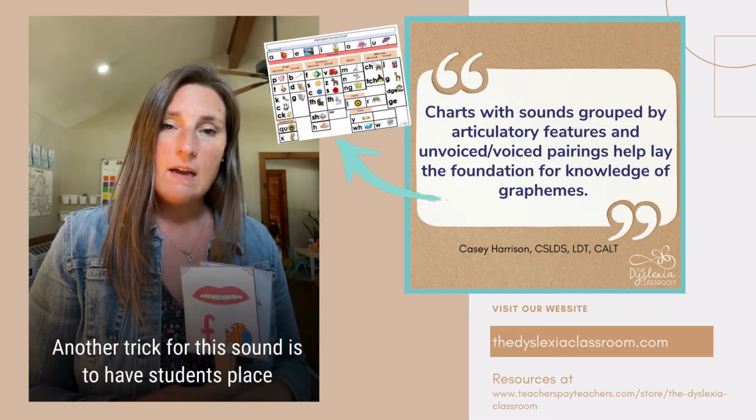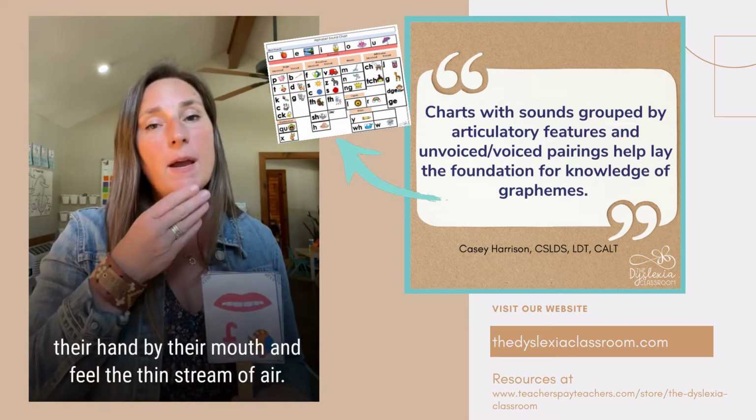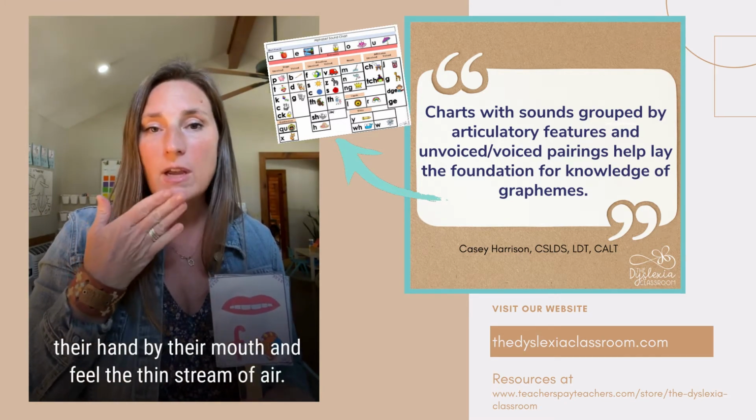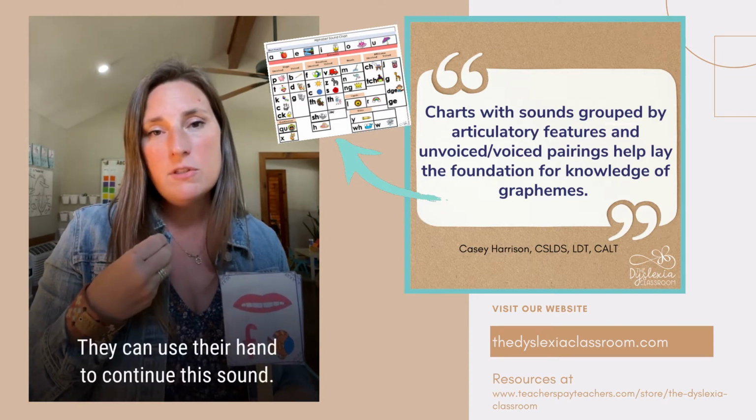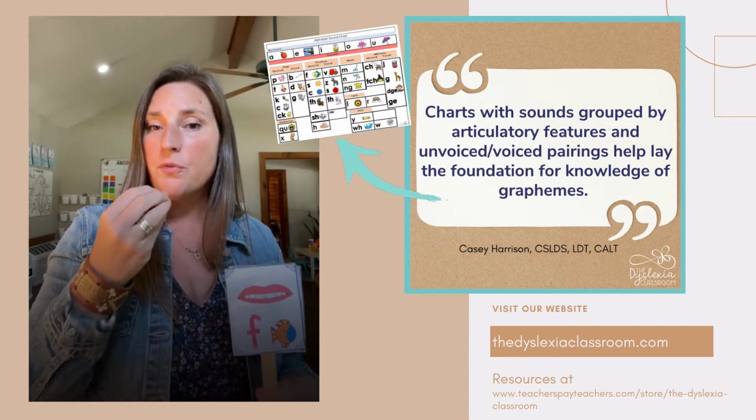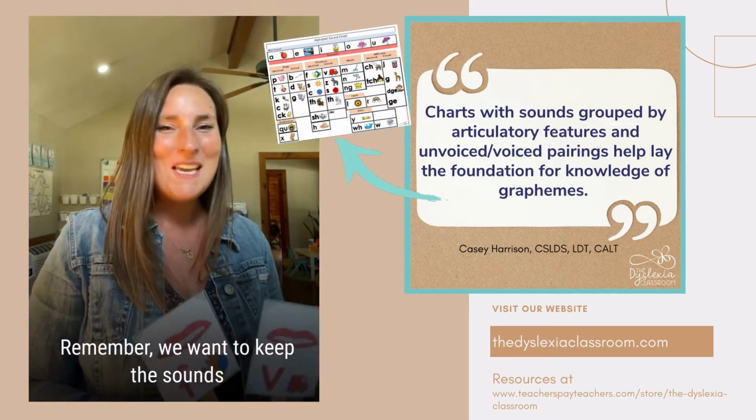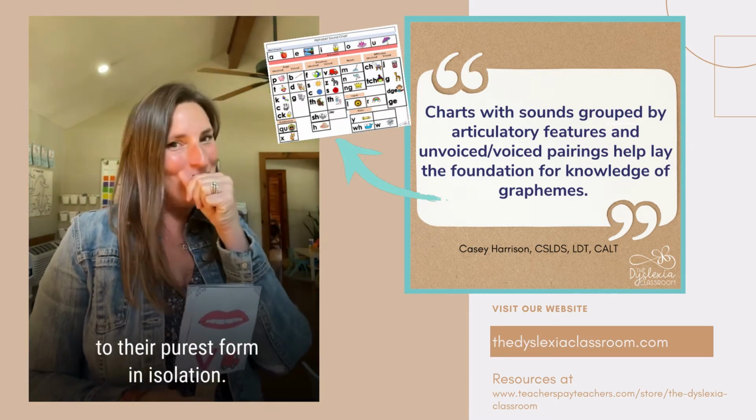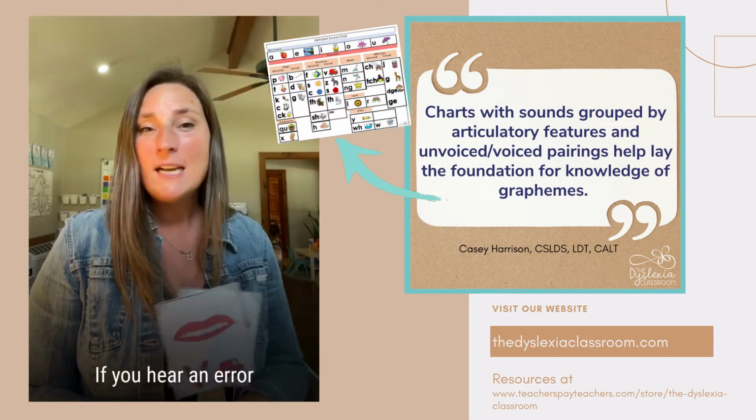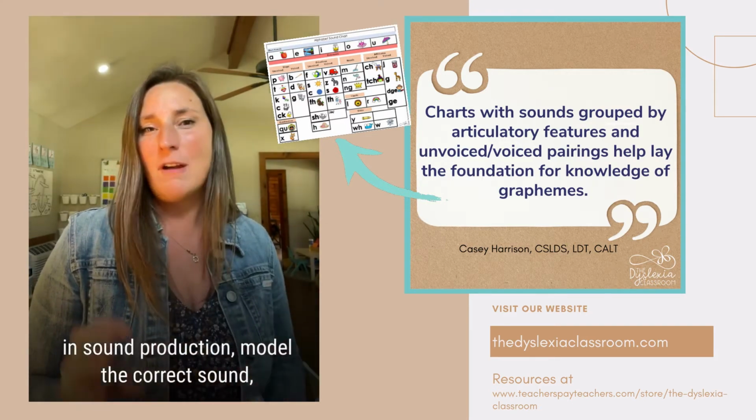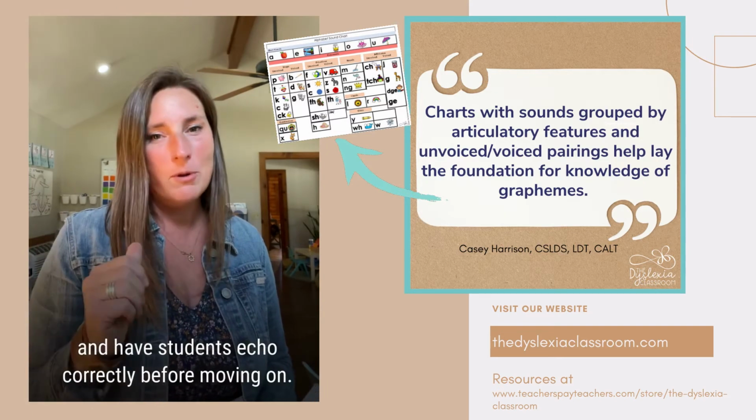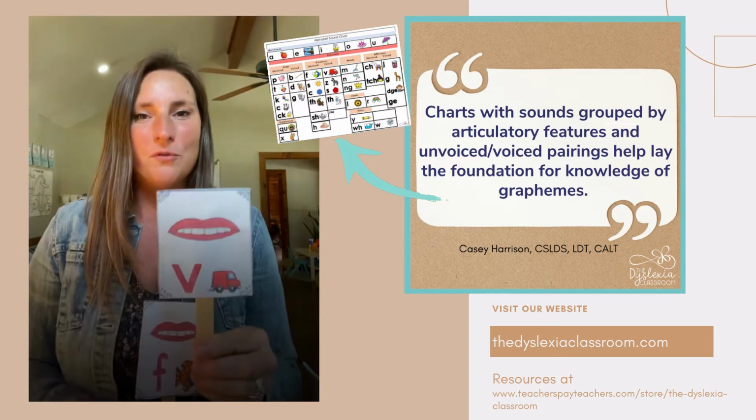Another trick for this sound is to have students place their hand by their mouth and they can feel this small stream of air. And they can use their hand to continue that sound. Remember, we want to keep the sounds to their purest form in isolation. If you hear a sound error, you want to make that correction right away, have them echo it correctly before moving on. So what about the v sound?